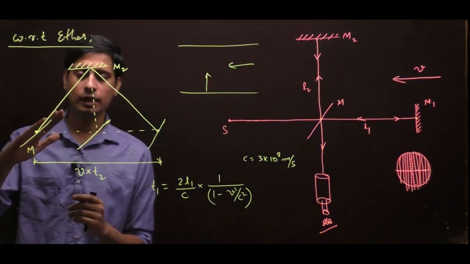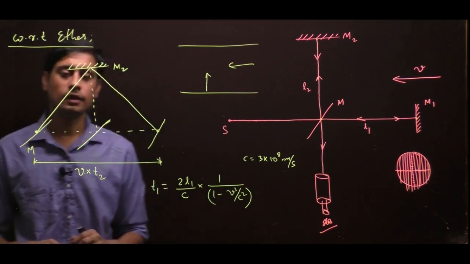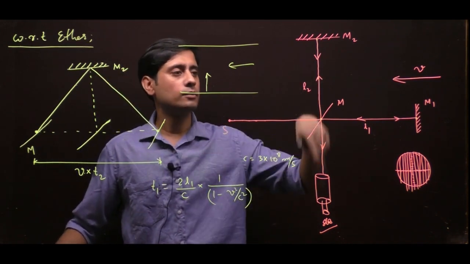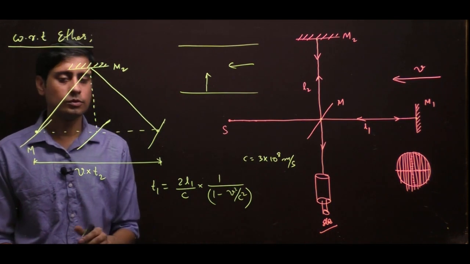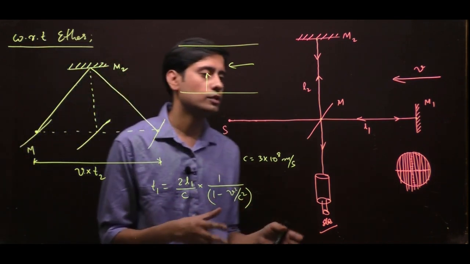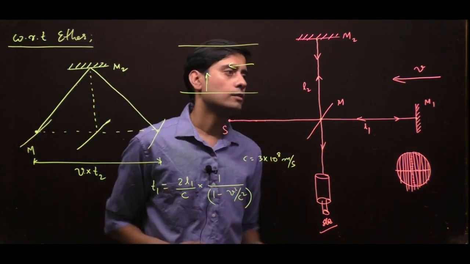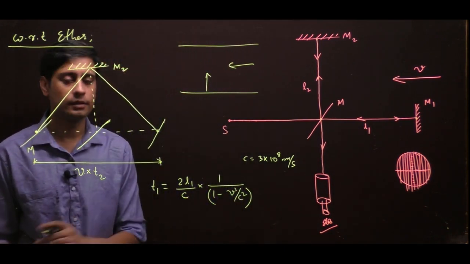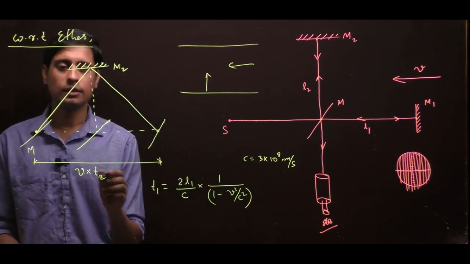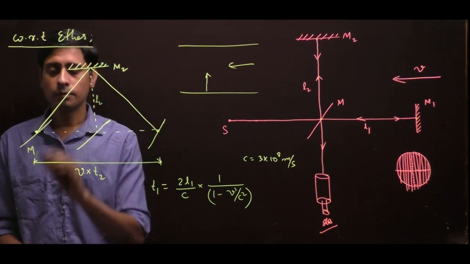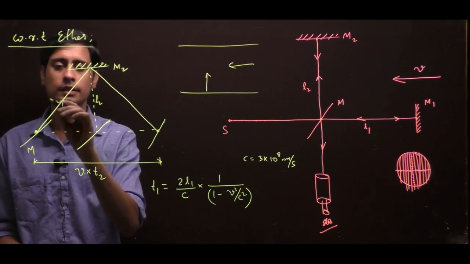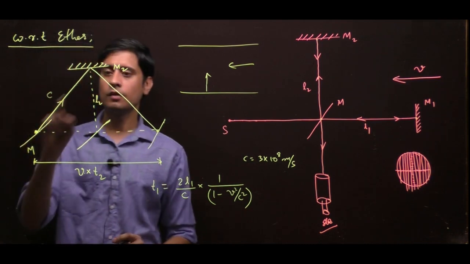So the mirror must have moved some distance in ether, and consider that the time taken by the light to return from here to there is t2. So this mirror must have moved this distance v into t2, because this velocity is the velocity of ether, which is actually the velocity of Earth. So we know that this distance is vt2. Now this length is l2. Now the beam of light from this mirror M is going with a speed c. So why is this going with c?